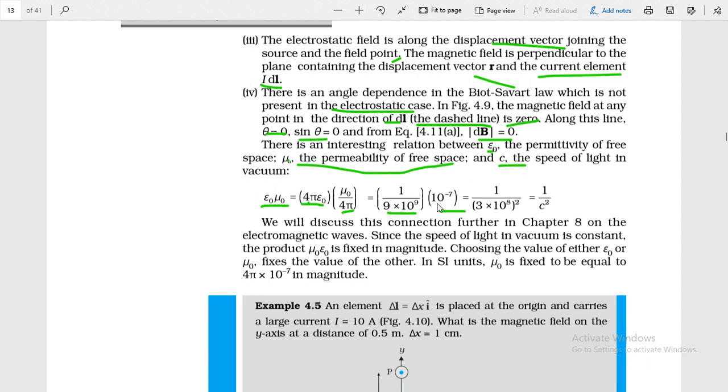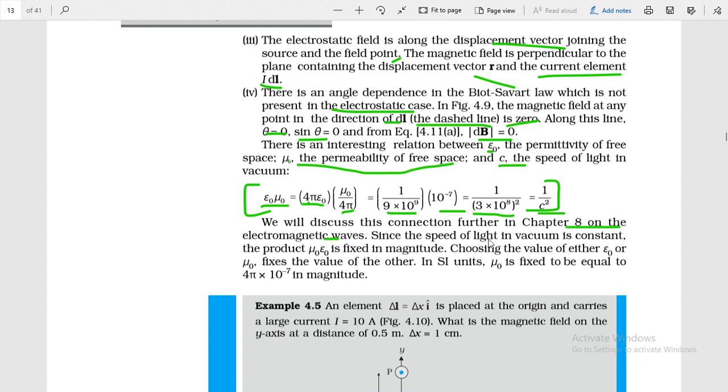After calculation, you will get 3 into 10 to the power 8 whole squared, and you know that 3 into 10 to the power 8 is the speed of light, c. So you will get c squared. It means mu naught epsilon naught is equal to 1 upon c squared. This is a very interesting result, and it is very useful in many situations to solve many problems. We will discuss this connection further in chapter 8 on electromagnetic waves.